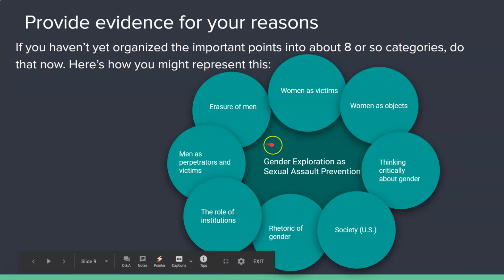Now, this example is for gender exploration as sexual assault prevention. So some different things to be thinking about might be society, the US as a whole, the rhetoric of gender, the role of institutions, women as victims, women as objects, and thinking critically about gender or gender roles.